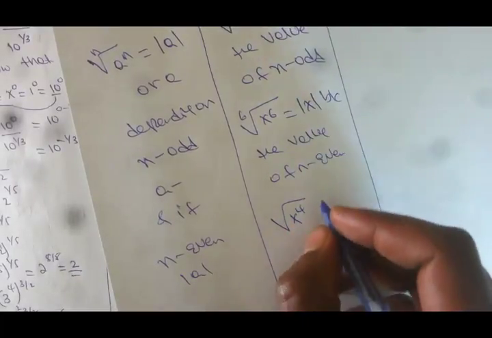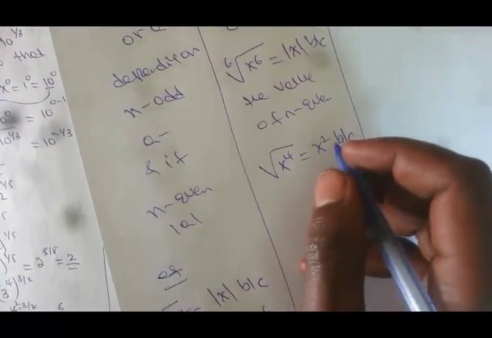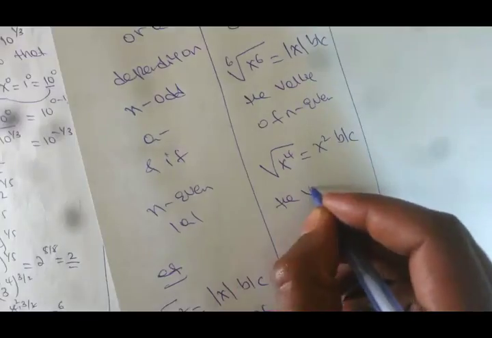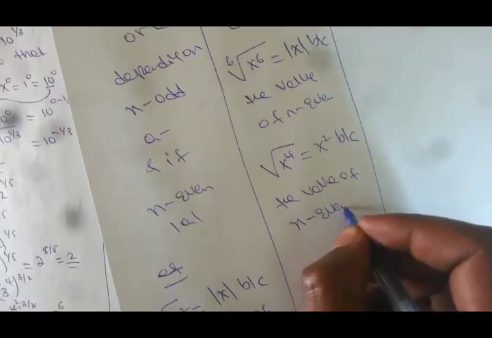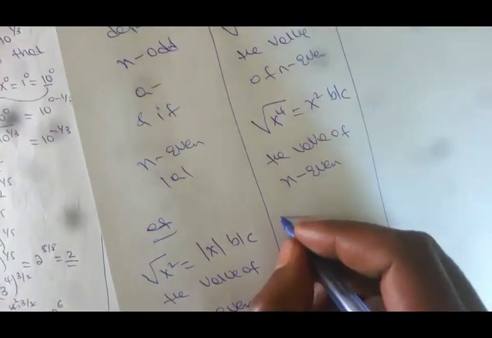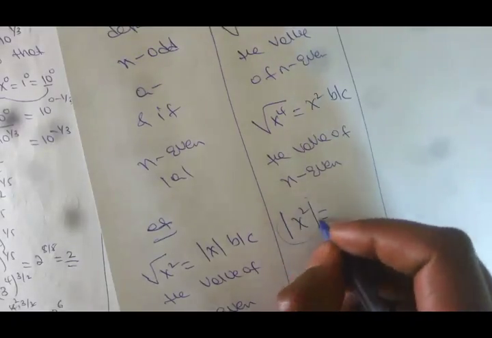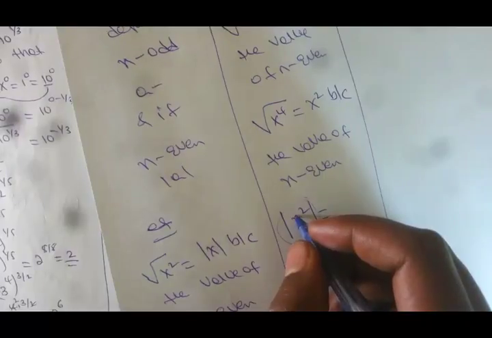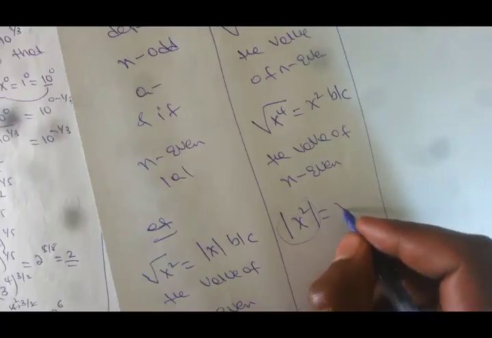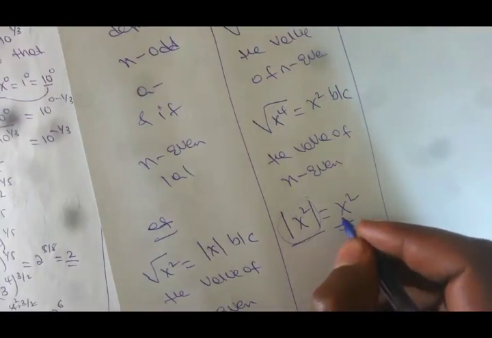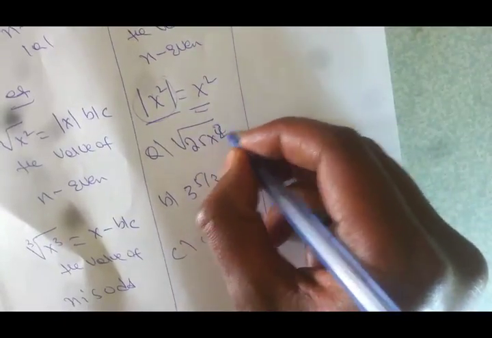The square root of x raised to 4 will be x square, since the value of n is even, it will be the absolute value of x square, and the absolute value of x square will always be positive, because whenever you insert a negative number, it will always become a positive number. Therefore, it becomes x square. So let's solve this equation. Let's say this is x square.